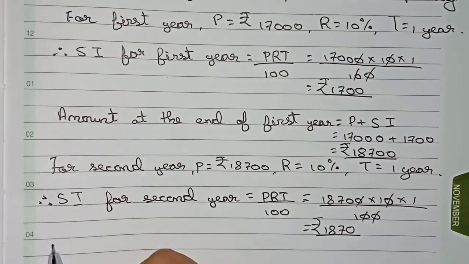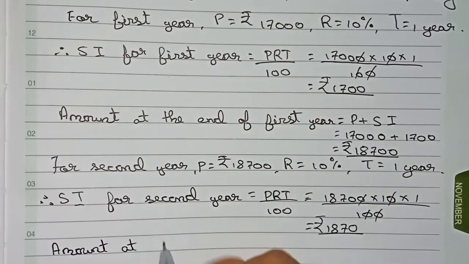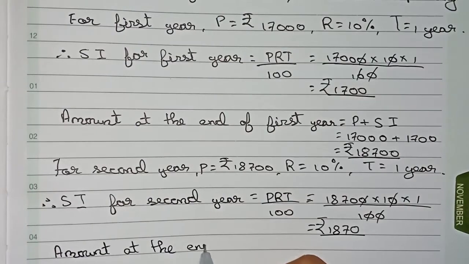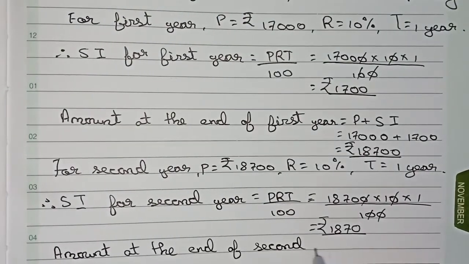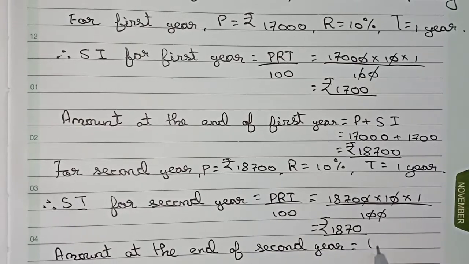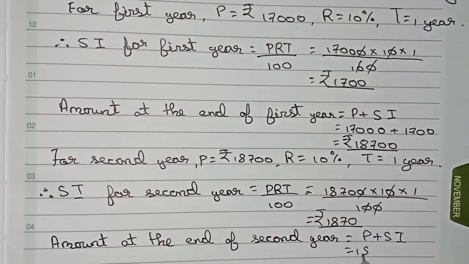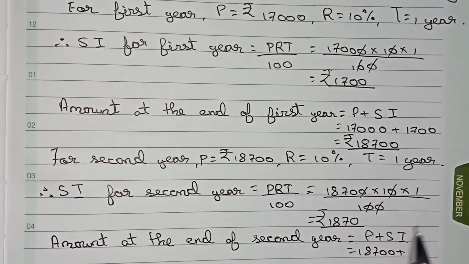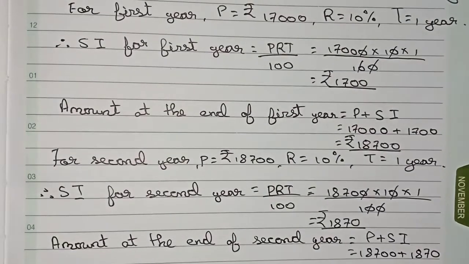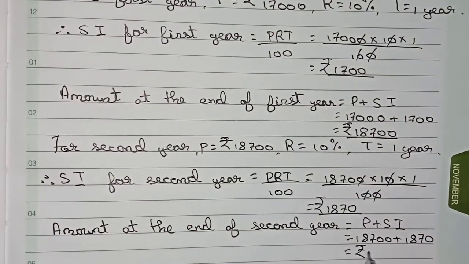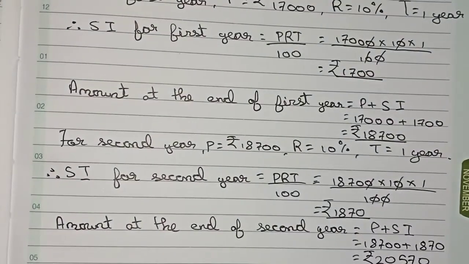Now the amount at the end of the second year, with the same formula, is principal plus SI. Principal is rupees 18,700 plus SI, that is 1870. So it becomes rupees 20,570. This is the amount at the end of the second year.